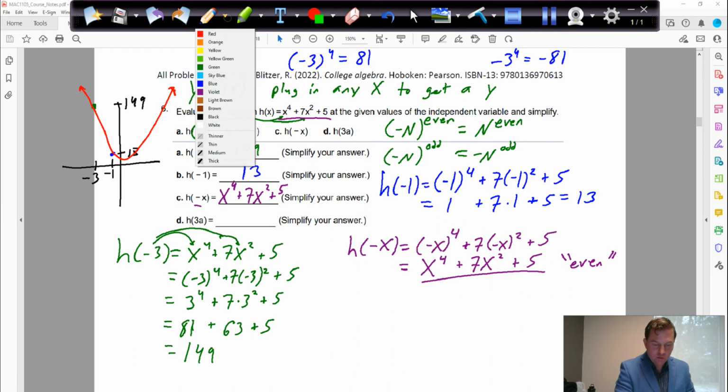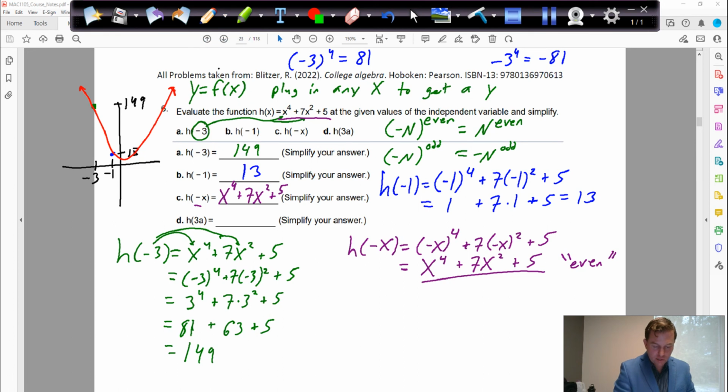Okay, and then the last one, kind of the trickiest one maybe, is they want us to plug in two things, 3 and an a. So everywhere we see an x, we're going to write in parentheses 3a.